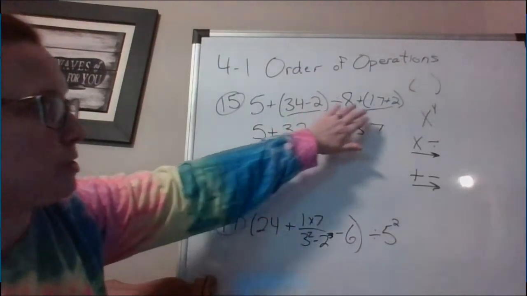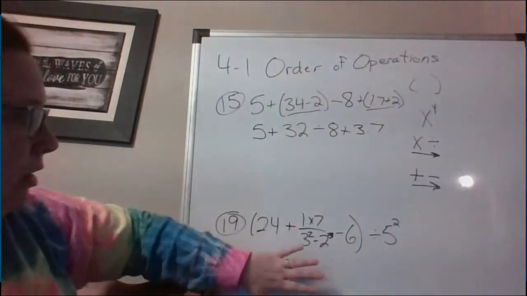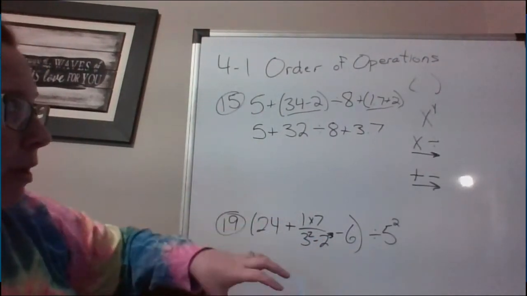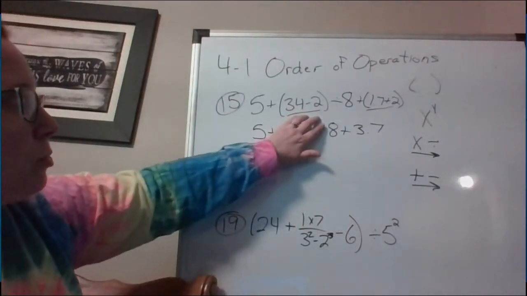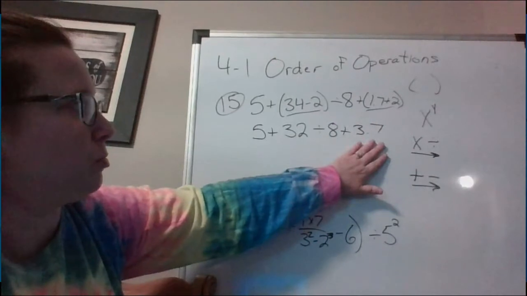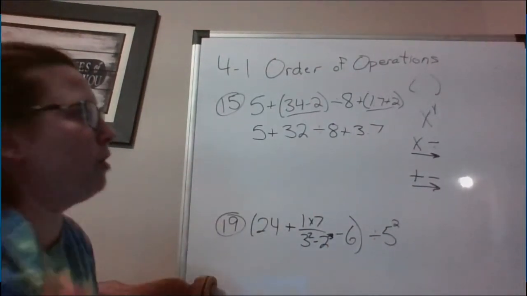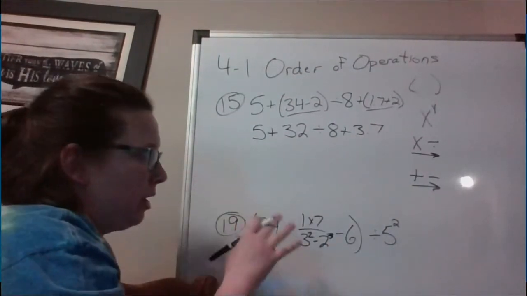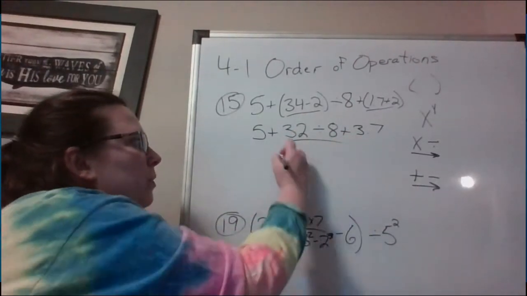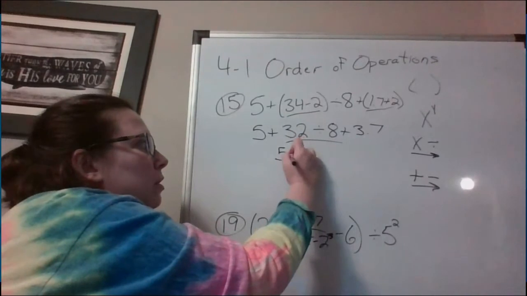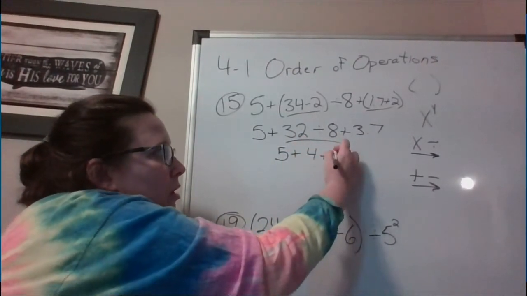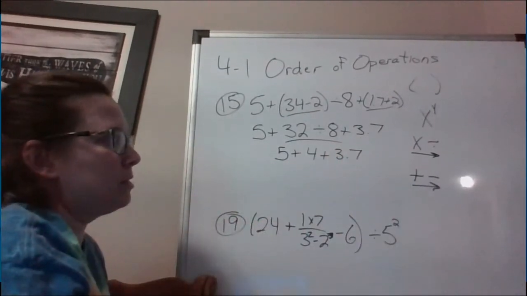Sometimes there'll be multiple steps within your parentheses, like in this problem. So we need to solve everything in here before we can move on. But in this case, we just had one step in these parentheses and one step in these parentheses. So now we can move on. We have no more parentheses. We have no exponents. We can go ahead and do this division. And that would give us 5 plus 4 plus 3 7/10.